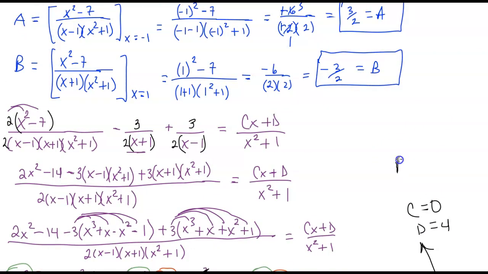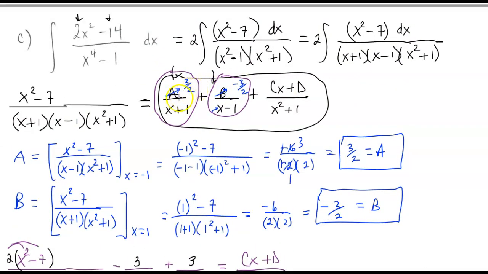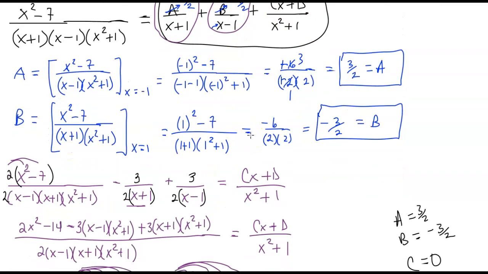So I'm going to copy this down here. We have A is going to be 3 over 2. So let's try that. So A is 3 over 2. And B is a minus 3 over 2. And so now we take our expression here, and it's just going to be 3 over 2 divided by x plus 1 plus or minus 3 over 2 divided by x minus 1. And then for this cx plus d, this is just going to be 4 divided by x squared plus 1. So I'm going to scroll down, I'm going to write all that out, and then finish up this problem.